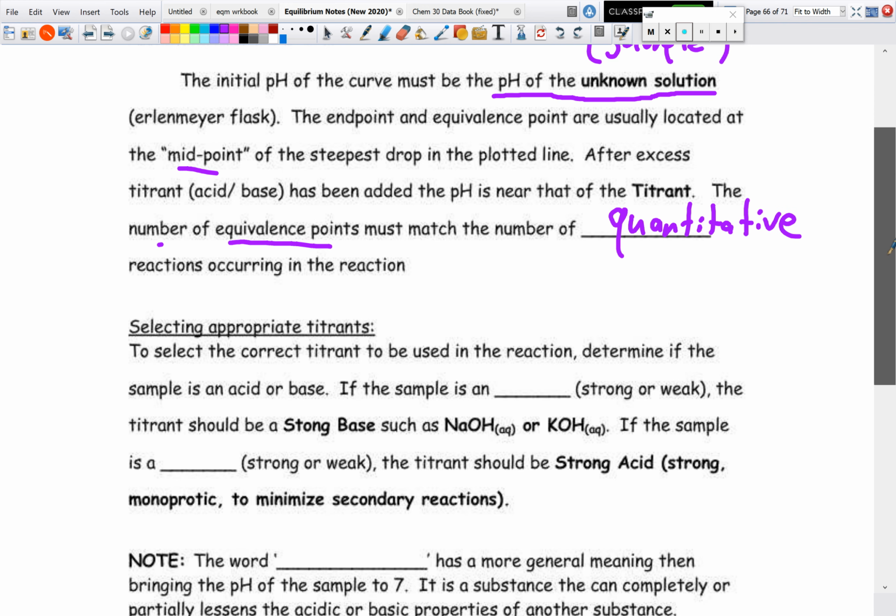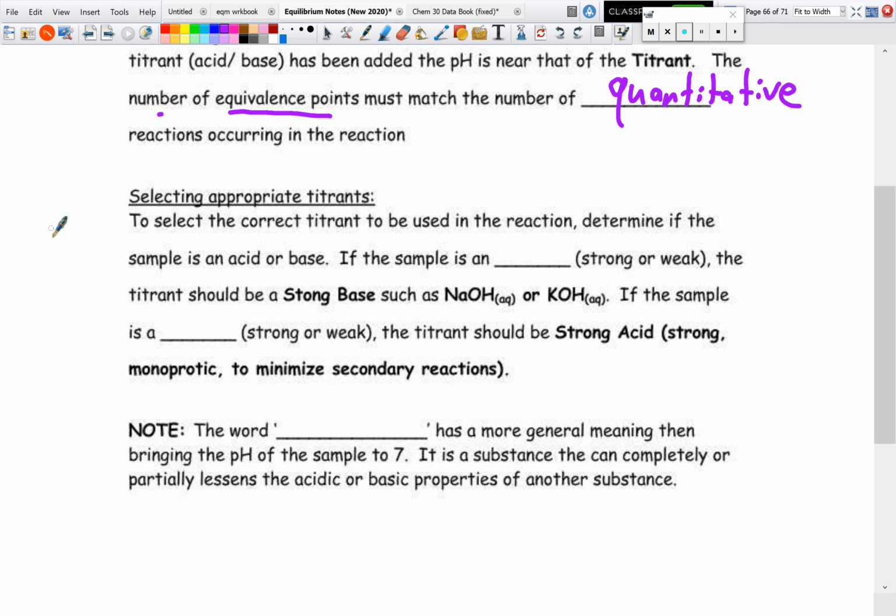Now, of course, we are going to be looking at graphs very soon and showing all this, but last but not least, we're just going to look at selecting appropriate titrants. Now, to select the correct titrant to use in a reaction, first of all, we need to determine if the sample is an acid or base. So if the sample is an acid, whether it's strong or weak, the titrant should be a strong base such as sodium hydroxide or potassium hydroxide.